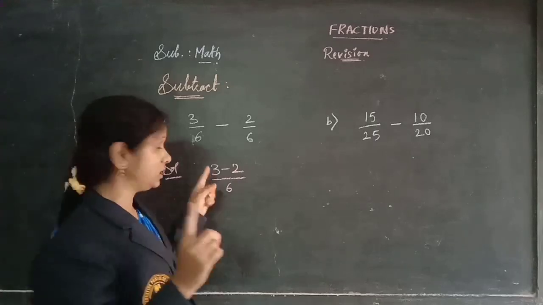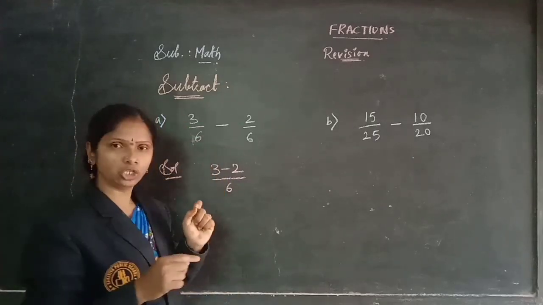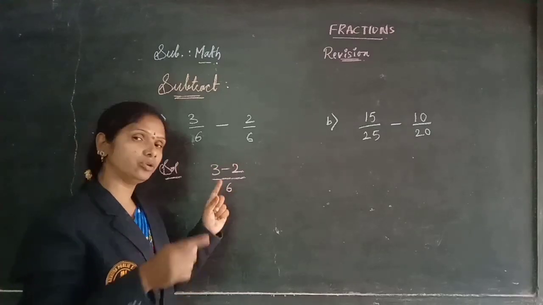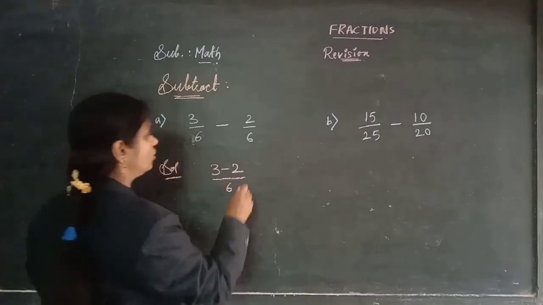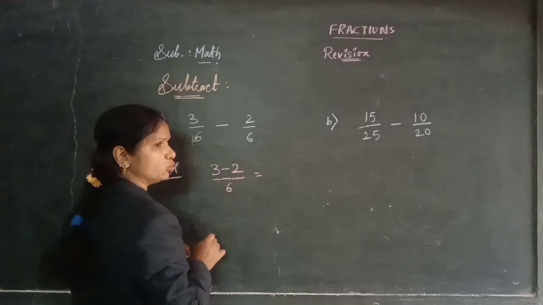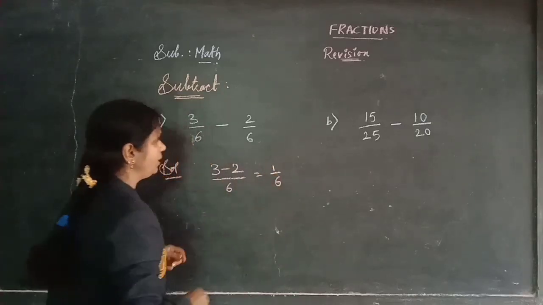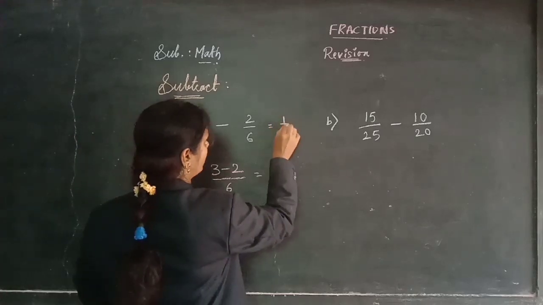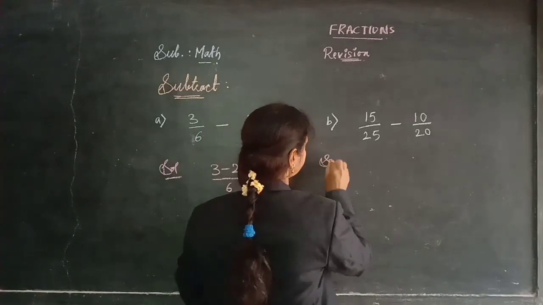You should not subtract the denominator. 6 minus 6 you should not do. Only the numerator part you should solve and keep the denominator part as it is, when you are doing addition as well as when you are doing subtraction in like fractions. Okay. Now 3 minus 2 is 1, children, by 6 as it is. Means the subtraction of these two is 1 by 6.